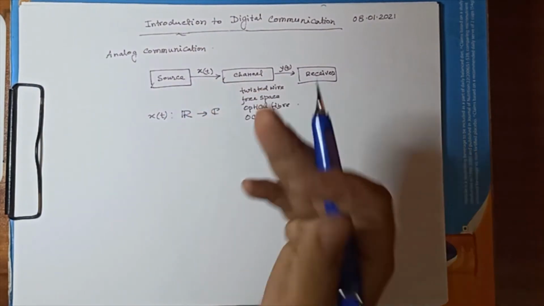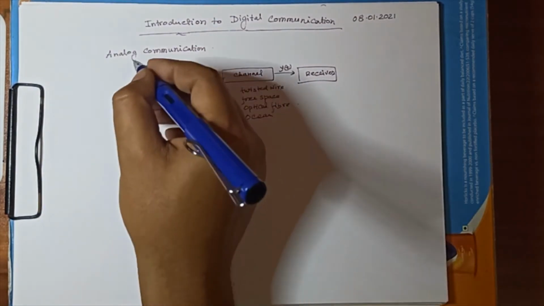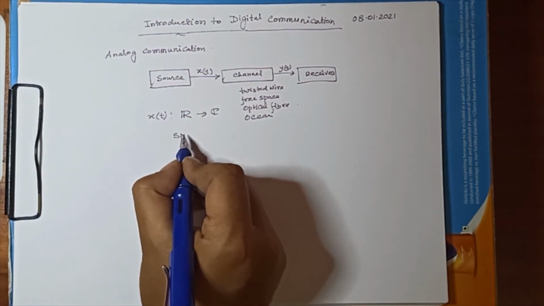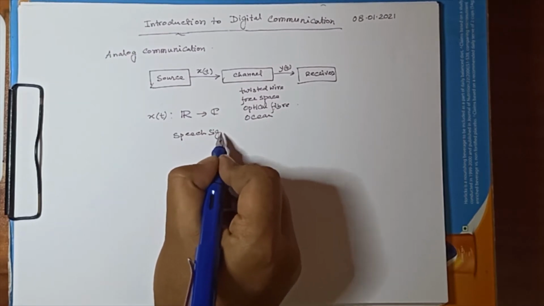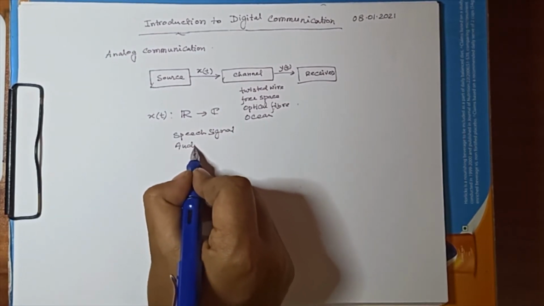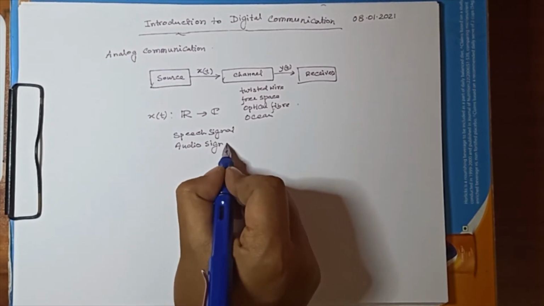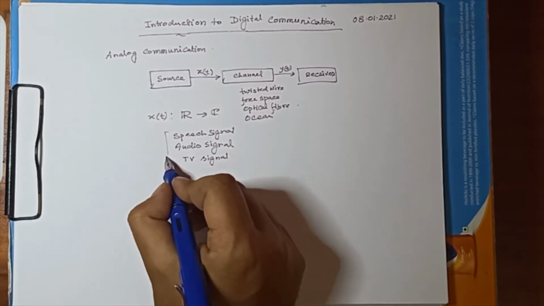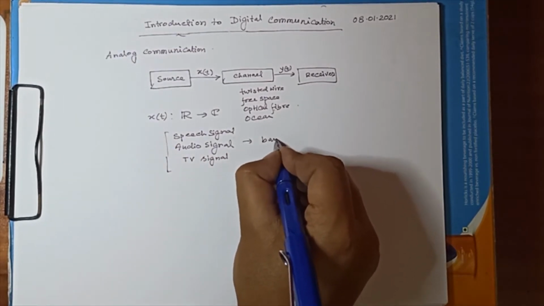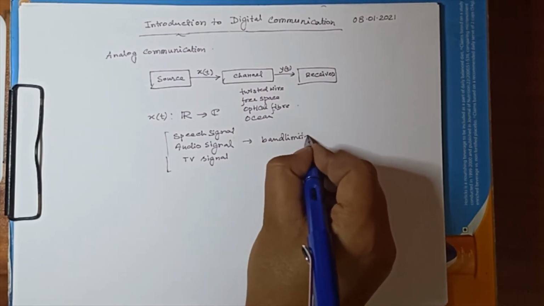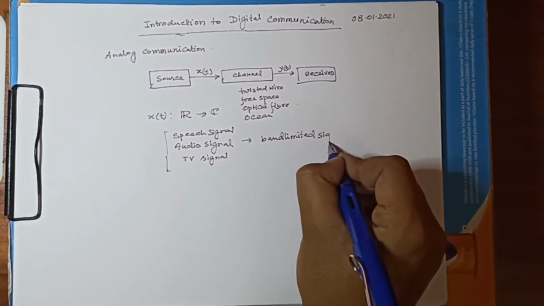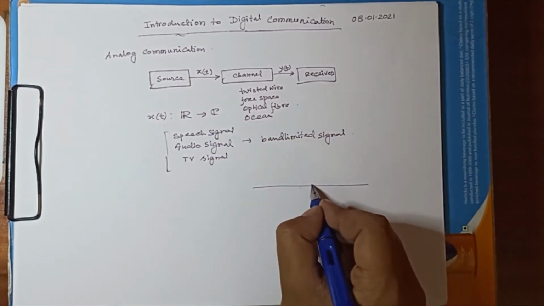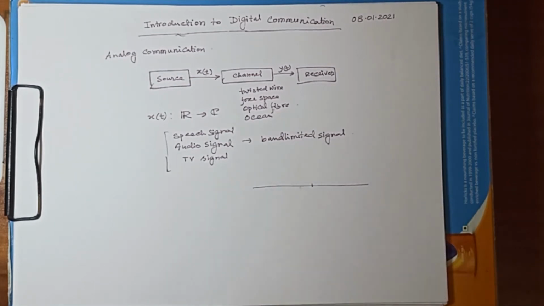Now what kind of sources are normally used? In analog communication, for example, we use it for speech signal, audio signal, and video signal as well, say TV signal. Those signals are essentially band limited signals. Band limited means if you compute their spectrum, it is in a particular band. If they are real valued signals, the spectrum will be symmetric, otherwise it can be asymmetric also.